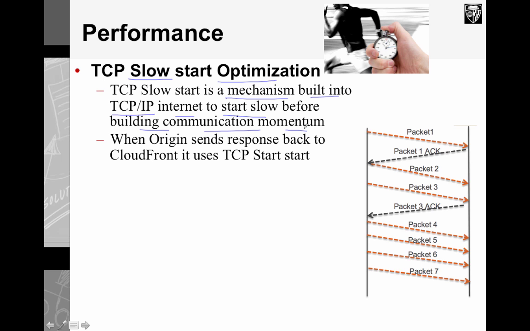When a client connects to the server, it establishes a three-way handshake, but then they don't start sending packets back really fast, even though they may have a fast internet. They start slow. They start by sending one packet, then two packets, then four packets, then 8 packets, and so on and so forth. And then they slowly build the momentum until they get to a point when there are no errors. That's how TCP/IP slow start works. It's a protection mechanism built onto the internet. Now, when Origin sends response back to CloudFront, it can use TCP slow start.